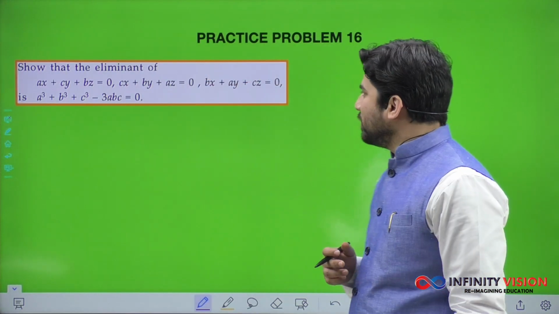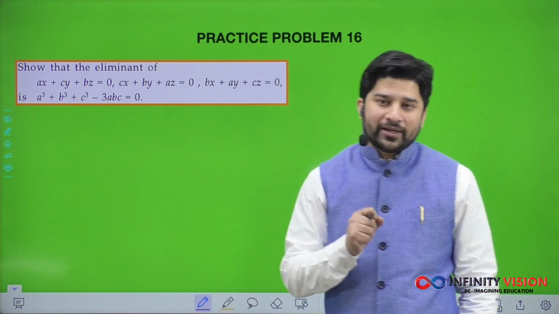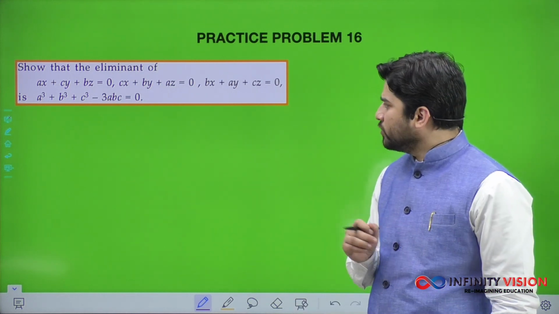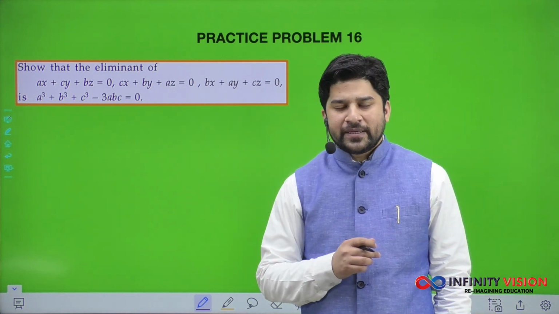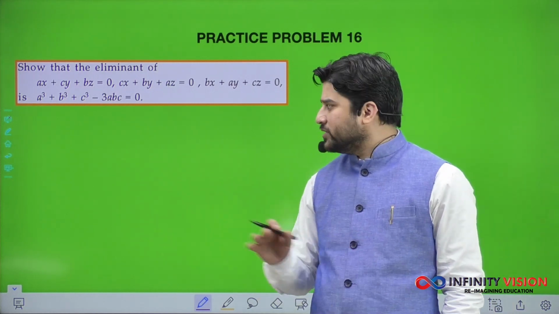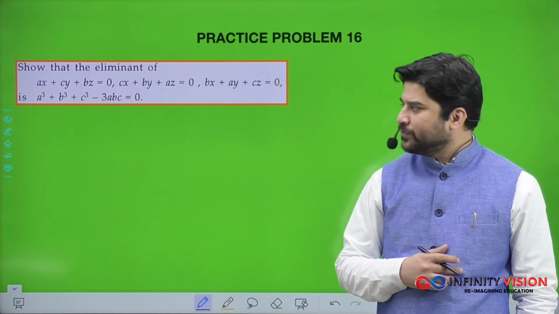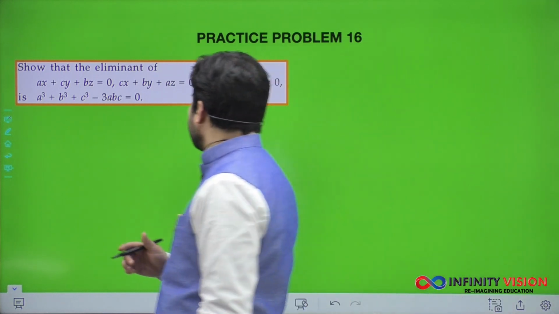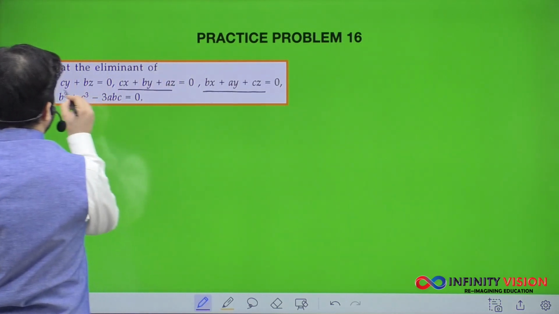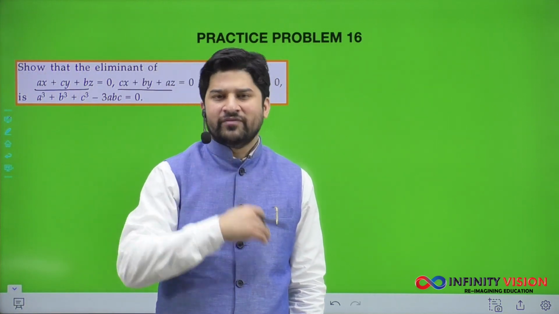Let's look at this problem, that is practice problem 16. The question reads: show that the eliminant of ax plus cy plus bz equals 0, cx plus by plus az equals 0, bx plus ay plus cz equals 0 is a cube plus b cube plus c cube minus 3abc. So what you need to understand is that these equations are nothing but linear equations, and you have three variables.